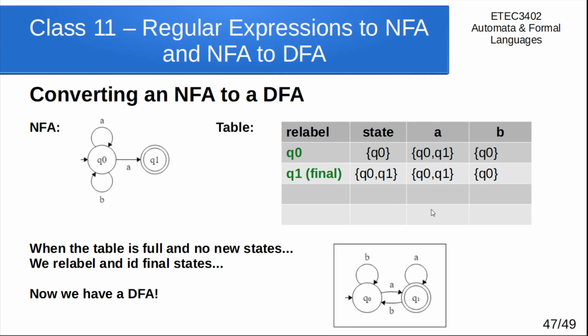Eventually we'll end up with a table that's all filled in, that has all of these transitions, edges labeled. The states will eventually stop creating new ones, and then we have a DFA. This will work every time.